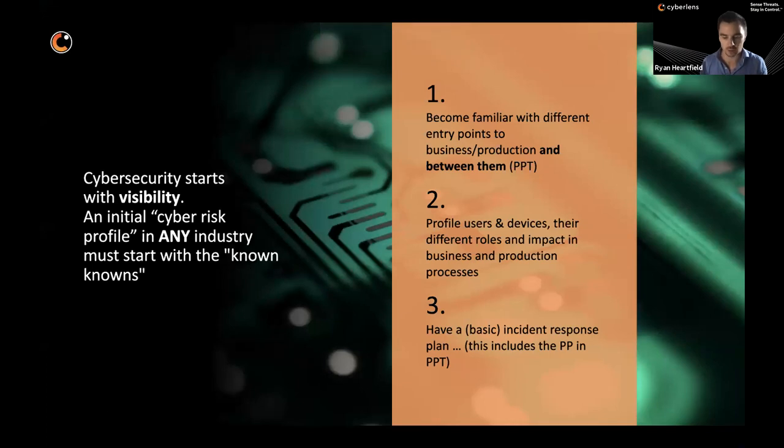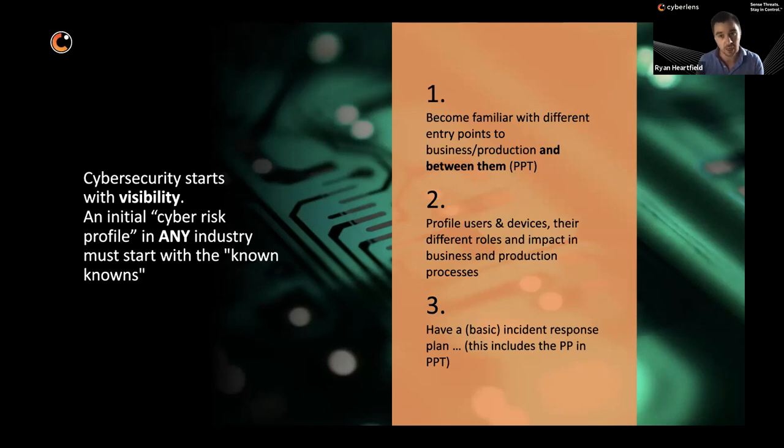When it comes down to an early 101 cybersecurity risk profile, security starts with what you can see. If you can't see it, then you don't know what to protect. So it starts with the known knowns. I'm not going to tell you to read NIST. I'm not going to tell you to read all these compliance frameworks, because 300 pages of technical babble isn't going to help you. But if you think about the things that will help you have a plan, these are three steps to a plan, let's say: become familiar generally with the entry points from business to production. And I'm not just talking about technology here. I'm talking about people and process as well.